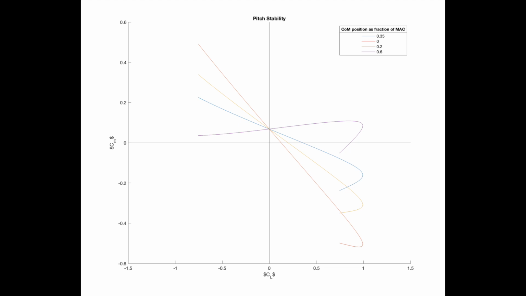It is safe to conclude that the neutral point will be between the curves whose slopes change from negative to positive, between 0.35 and 0.6. Thus, one may calculate that the neutral point is roughly 47% of the mean aerodynamic chord.